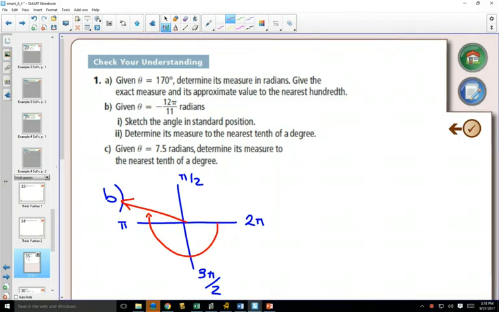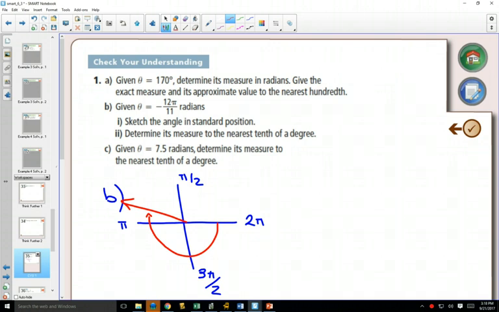If you want to be really exact in your thinking, the fact that we have an 11 here, you would imagine between 0 and pi cut into 11 equal pieces. And we're just going 1/11th past to get to 12. So there's our angle drawn correctly.